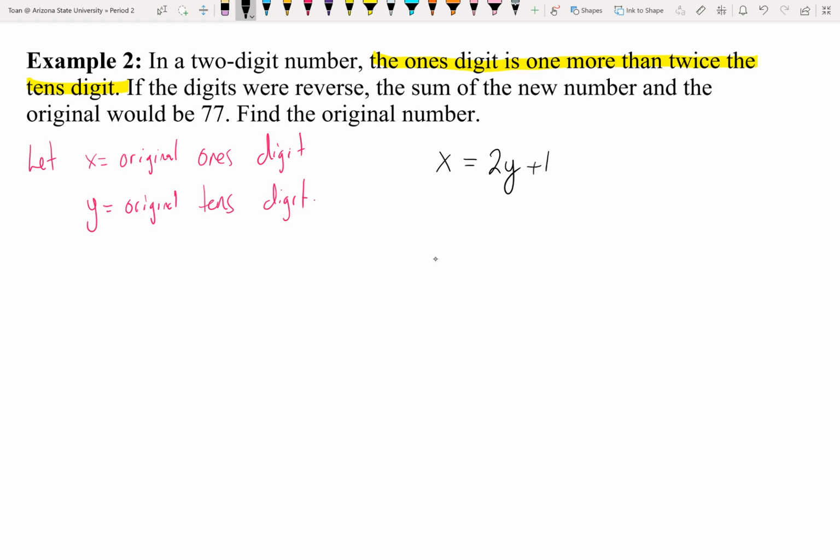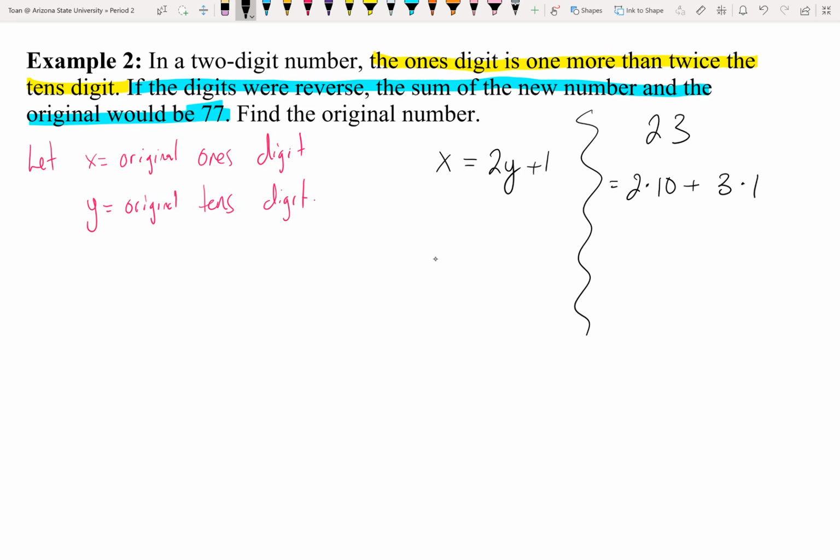Right. If the digits were reversed, the sum of the new number and the original would be 77. That's very tough here. So this isn't a part of the actual setup. This is sort of like a sidebar. But when I write a number, 23, you guys know what that really says? We all know that 3 is in the ones place, 2 is in the tens place, right? What this really says is you have 2 tens, and I'm adding 3 ones. That's how our number system works.